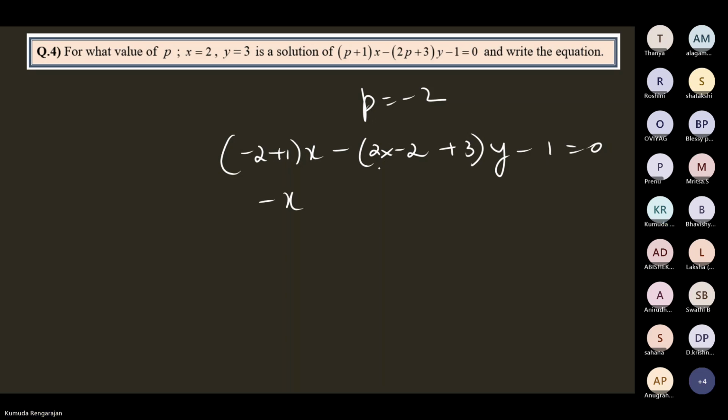So what is this? Minus X. This is minus (-4 + 3). There's a minus outside, so plus Y minus 1 is equal to 0. So this is the equation.